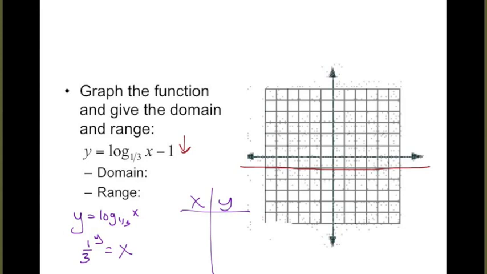Then we're going to do something a little bit weird in making our xy chart. If I picked numbers for x, then I would have to solve for y, but you don't really know how to solve equations like this yet. So what we're going to do is pick numbers for y. We're going to use the same numbers that we did before in our charts.